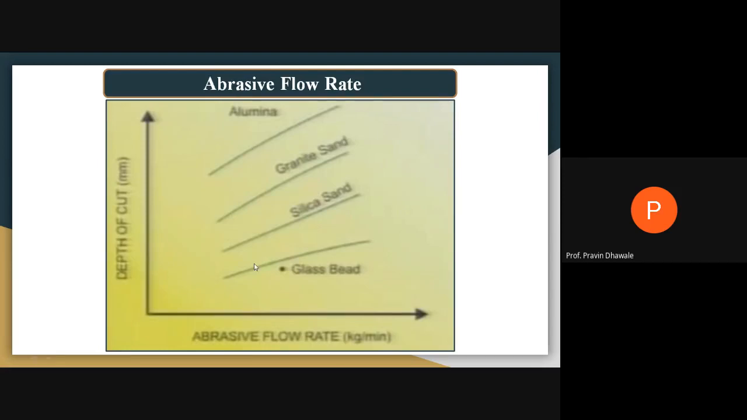From this slide, we come to the conclusion that as we go on increasing the abrasive flow rate, definitely there will be an increase in the depth of cut, and this depth of cut will be different for different abrasive materials. Is it clear? Draw this diagram.